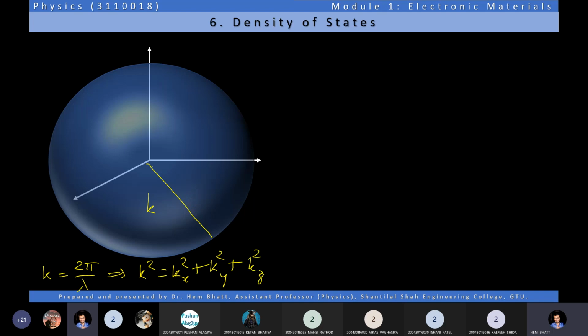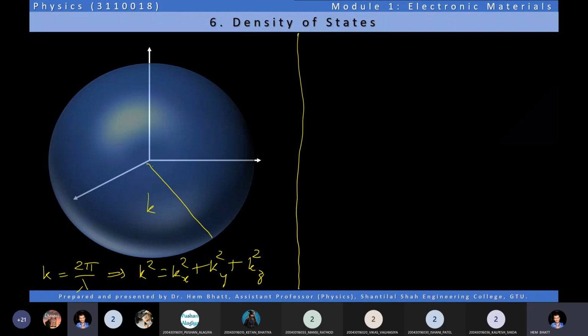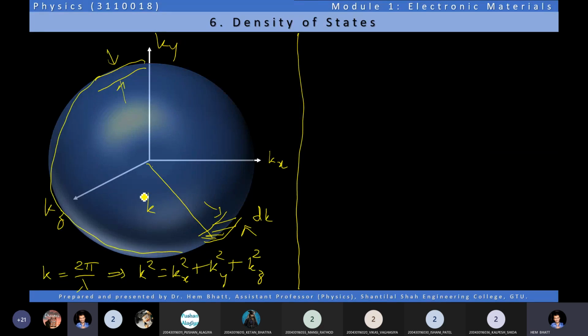So whenever we talk about electrons, we explain everything in k space. So instead of x axis we have kx, instead of y we have ky, instead of z we have kz. So we are in k space and we want to find out density of states in some thin volume of say thickness dk. In this sphere we take a thin shell of thickness dk, and we want to know how many energy levels are in it, what the density of energy levels is. We want to find out number density of states in this thin volume dk.